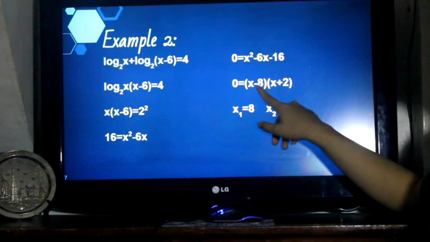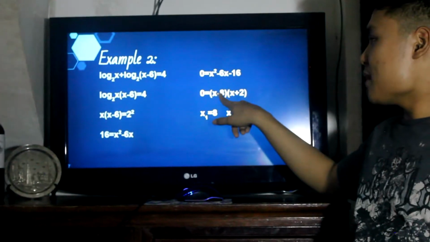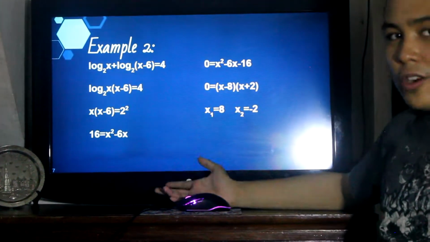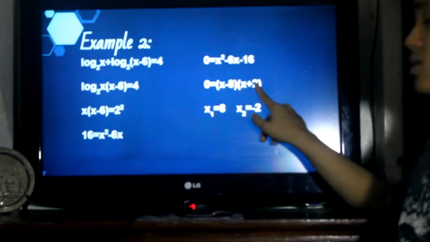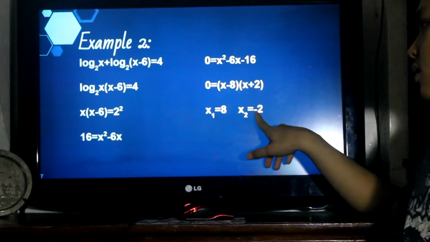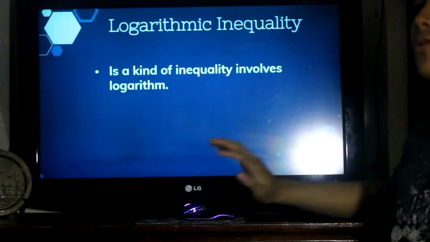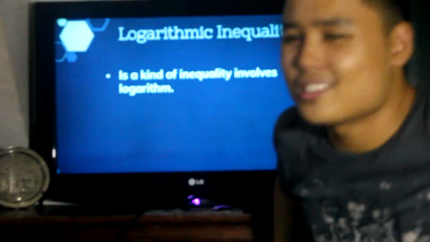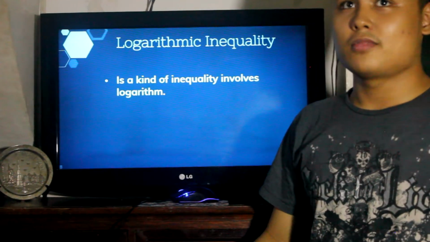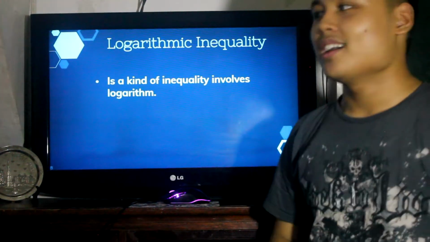Next. So, equate natin itong dalawa sa 0. Since naka-equate siya sa 0. So, x minus 8 is equals to 0. Or, unang value ni x is 8. Then, x plus 2 equals to 0. Or, ang pangalawang value ni x is x is equals to negative 2. So, tapos na tayo dun sa equation. So, let's proceed to logarithmic inequality.